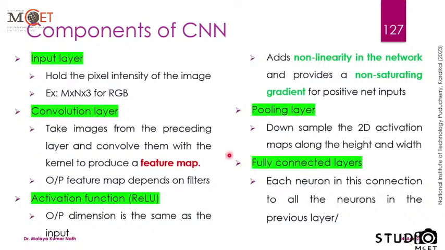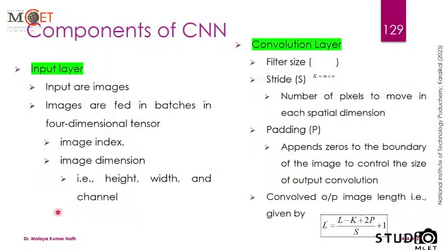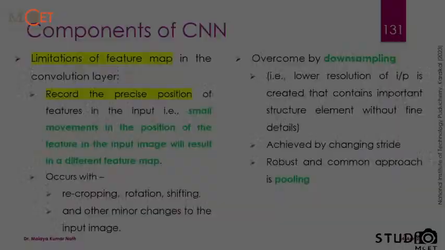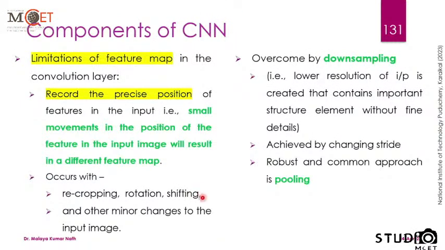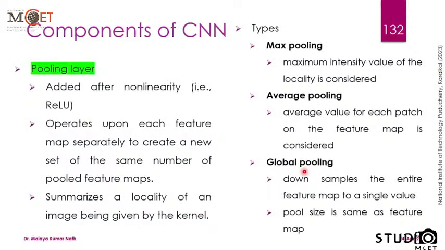So now, we have already completed the input layer, the convolution layer, and the importance of the ReLU activation function. Now, what is the pooling layer? This will provide translation invariance. How exactly does this happen? In the convolution layer, a limitation of the feature map is that it records the precise position of the features in the input. That means a small movement in the position of the feature in the input image will result in a small movement in the feature map. People use the pooling operation, a downsampling, to overcome that. It has the advantage of translation as well as rotational invariance.